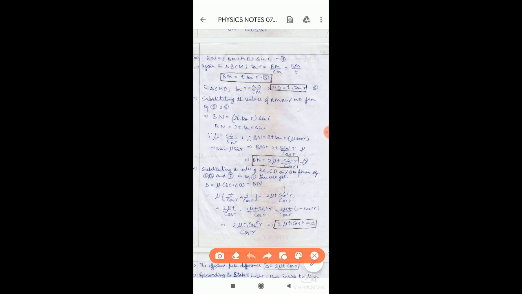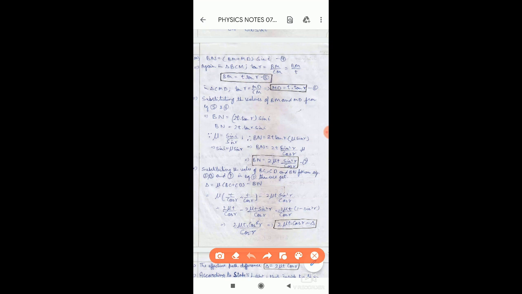Now similarly in right angle triangle CMD, the value of tan r equal to Md upon Cm. So the value of Md equal to t tan r, equation number 6. Substituting the values of Bm and Md from equations 5 and 6 in equation 4, we get Bn equal to 2 tan r into sin i. So Bn equal to 2t tan r into sin i.